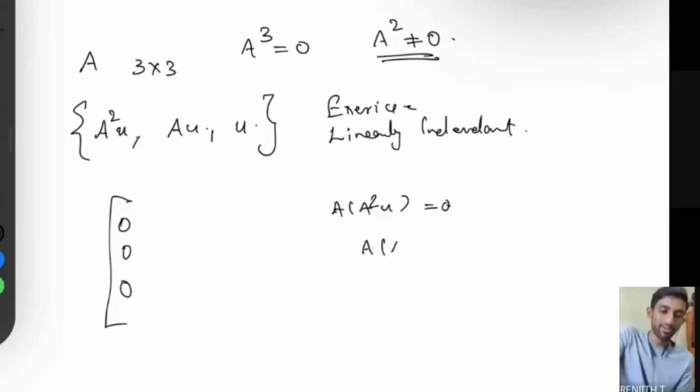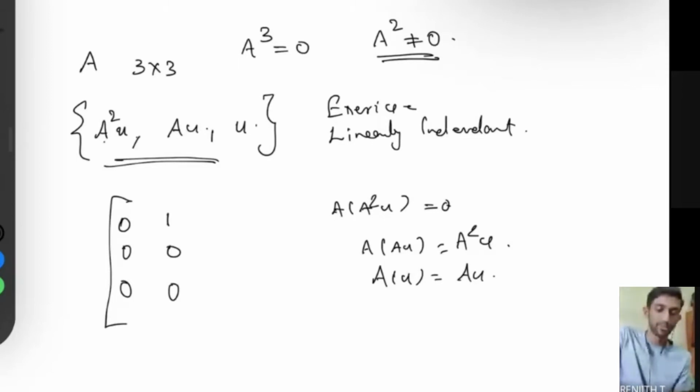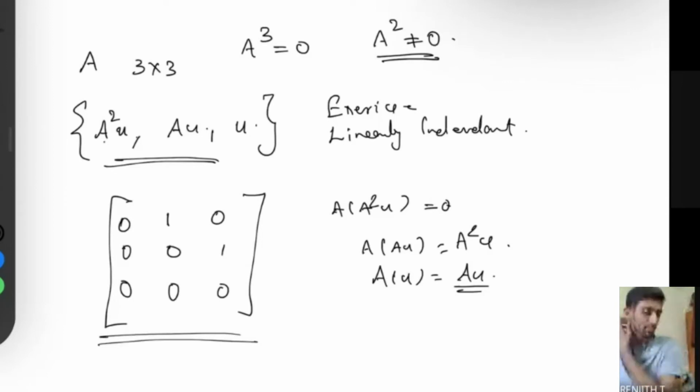What is A of AU? It is A square U. Corresponding to this basis, A square U is 1 0 0. I hope everybody got this. It is just because of this basis: 1 into A square U plus 0 into AU plus 0 into U. That is 1 0 0. Then what is A of U? It is AU. So it is 0 into A square U plus 1 into AU plus 0 into U. So 0 1 0. This is a Jordan canonical form corresponding to this matrix. So this is a simpler form.